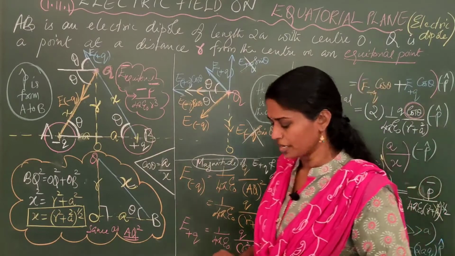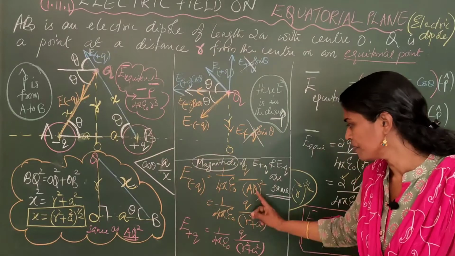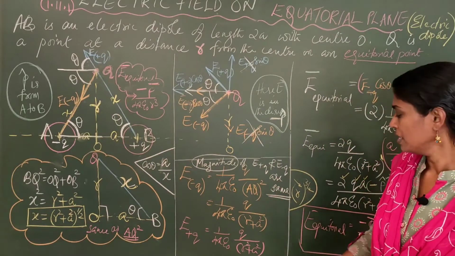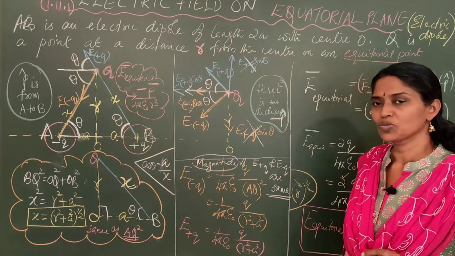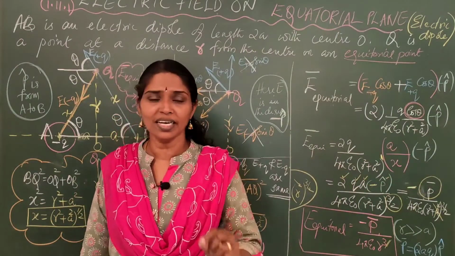So find the values, substitute the values, and you will get 1 by 4 pi epsilon 0 q by aq square. Also 1 by 4 pi epsilon 0 q by bq square. Both are the same. The values are q divided by r square plus a square. Instead of x square, I have written r square plus a square.